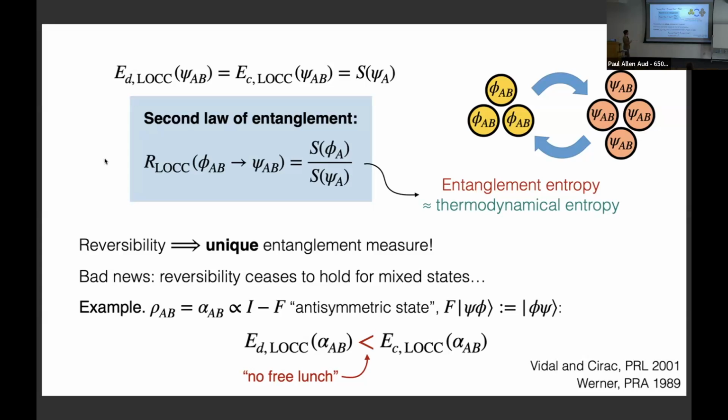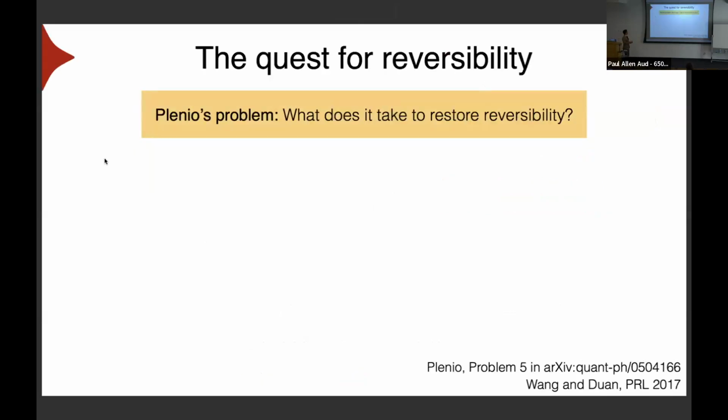Okay, nice. Well, not nice, because we lost reversibility, which is very good for having a unique measure of entanglement, a go-to measure of entanglement that you compute when you don't know anything else. So now Martin Plenio asked in 2005 whether it is possible to restore reversibility in some sense.